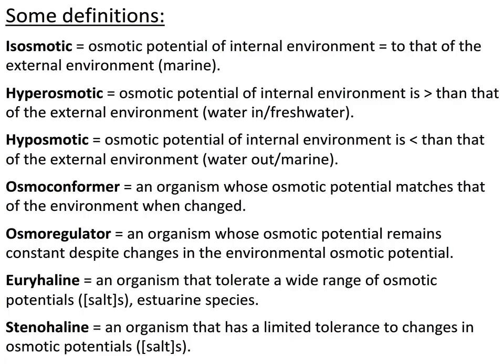An osmoconformer is an animal whose osmotic potential will match that of its environment. An osmoregulator is an organism whose osmotic potential will remain constant despite changes in the external environment. Euryhaline is a species of organism that tolerates a wide range of osmotic potentials. Stenohaline, it can only live within a very specific or narrow range of osmotic potentials.